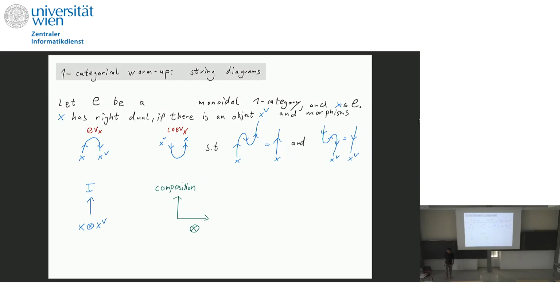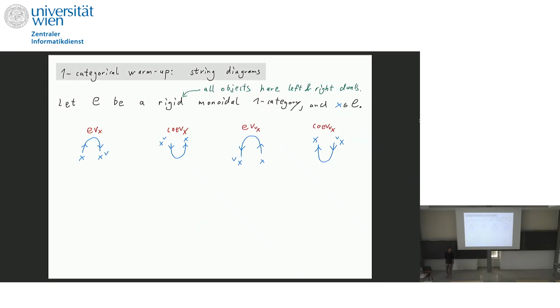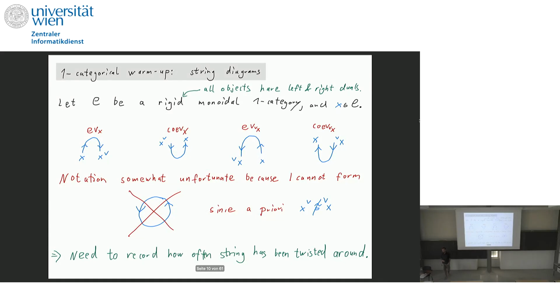Okay. But now I'm not just in a monoidal category, I'm in a rigid monoidal category. Again, a callback to Christoph's talk. All objects now have left and right duals, so I have evaluations going like this, but I also have evaluations turning to the left. But a priori, the left dual and the right dual don't need to be isomorphic. They don't need to be the same object. So these pictures suggest that we could draw something like this. But the point is we can't.